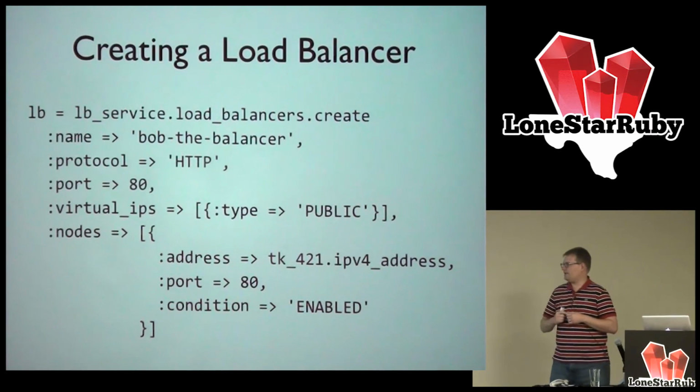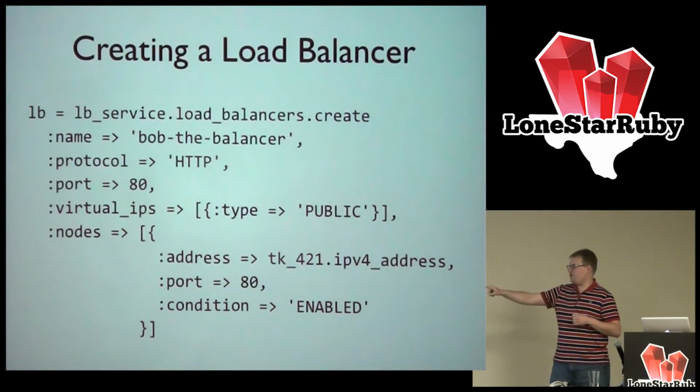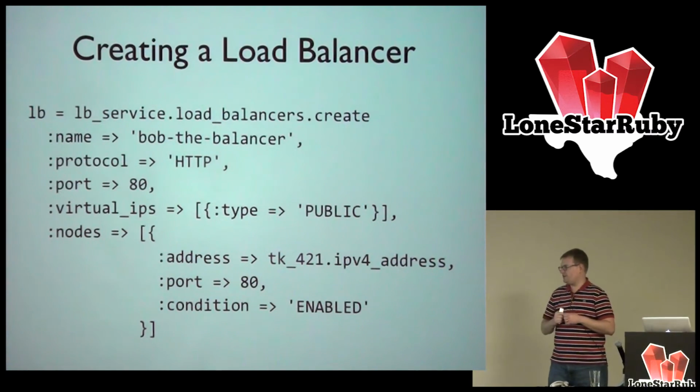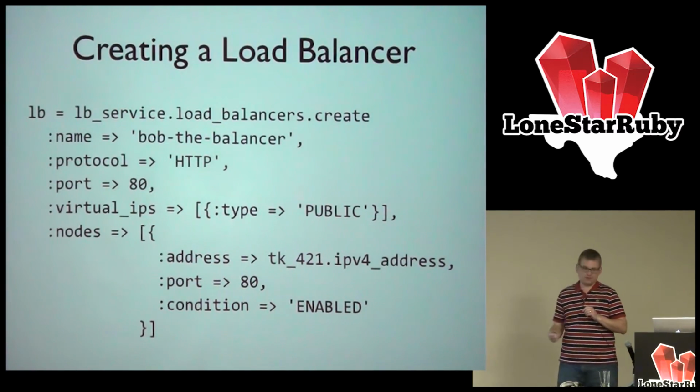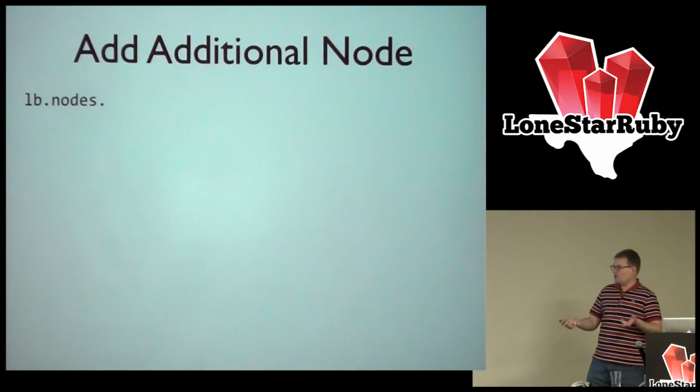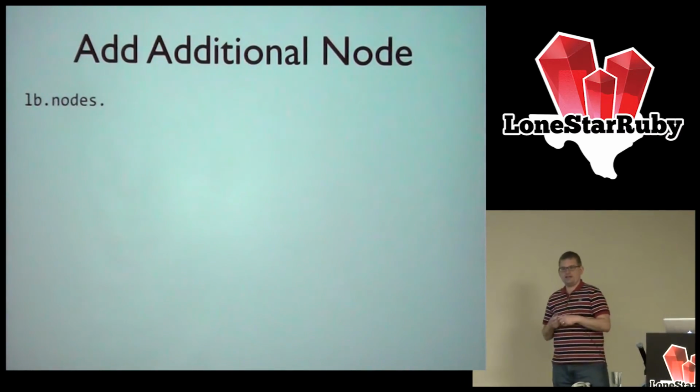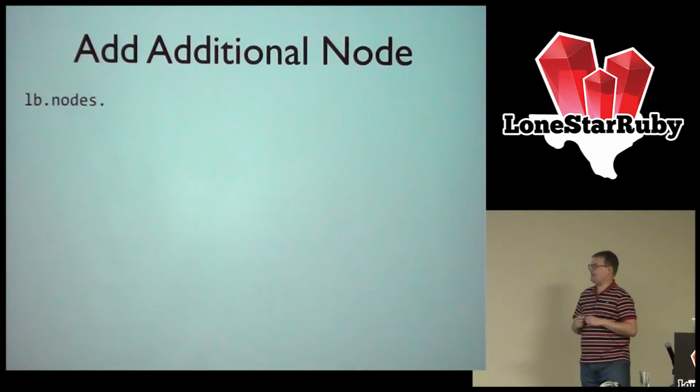And then we're going to go ahead and give it a node. We're going to give it the IP address for TK421, its port, as well as the condition. If you try to create a load balancer without specifying any nodes, it's actually going to error out on you. So we actually have to include this. And of course, I forgot our second VM, so we're going to go ahead and add that programmatically.